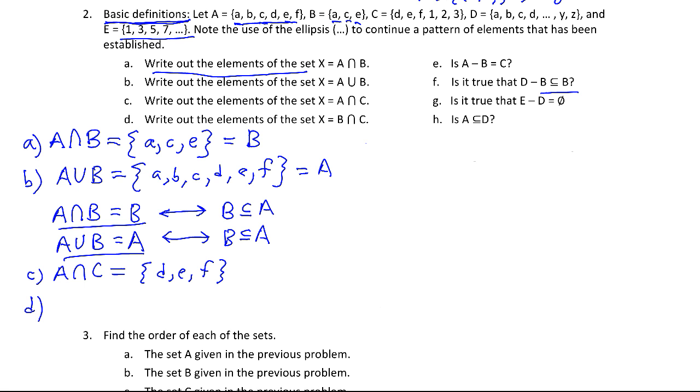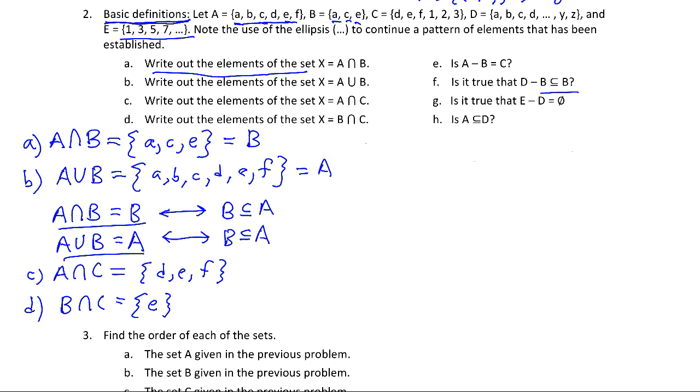Part D says write out the elements of B intersect C. And now we're looking for the overlap of sets B and C. B has A, C, and E in it. C has D, E, F, 1, 2, 3. Is the A common? No. Is the C common? No. Is the E common? Yes. Okay. So it's just the element E. All right. So I'm just applying the definitions of union and intersection.